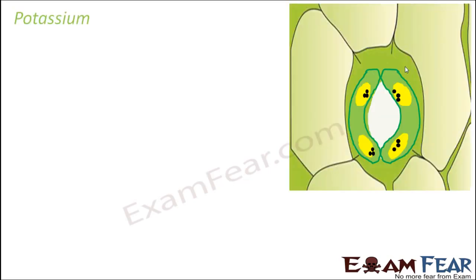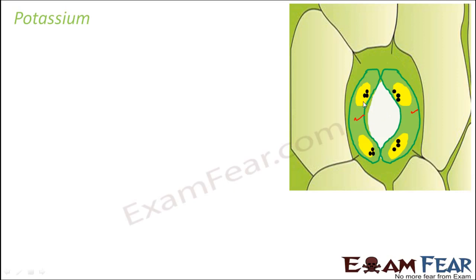The next element is potassium. Now here you can look at the picture of the stomata. You must be remembering the role of potassium ions in the stomatal movement. How those stomata open and close, we have spoken about it quite a number of times in the previous lessons. So the opening and closing of stomata is governed by the kidney-shaped guard cells. So these are the guard cells. You see, this is one guard cell, this is another guard cell.